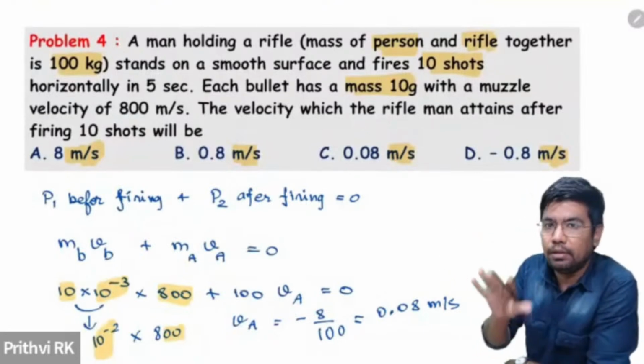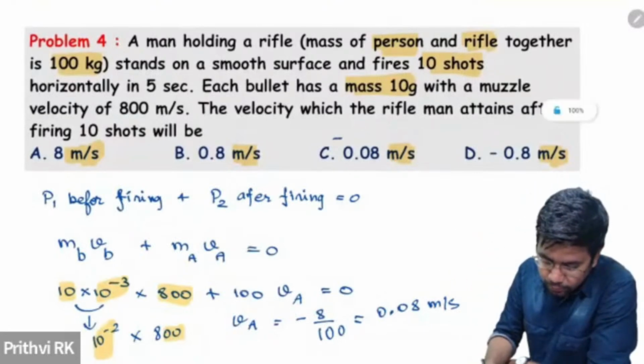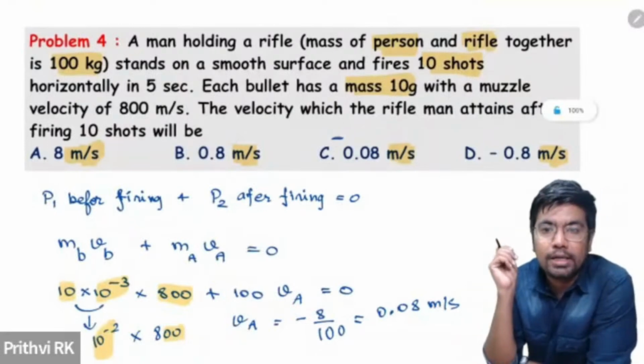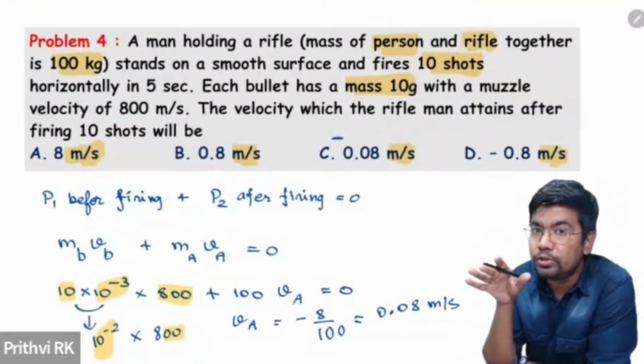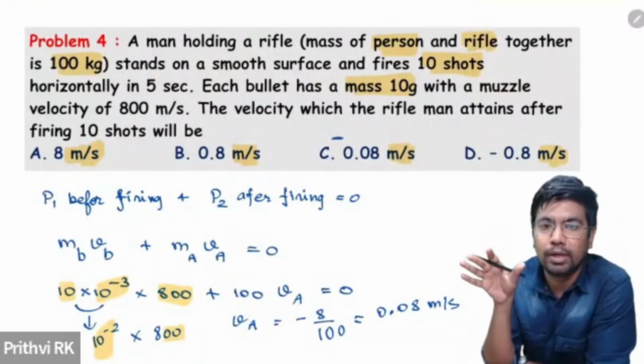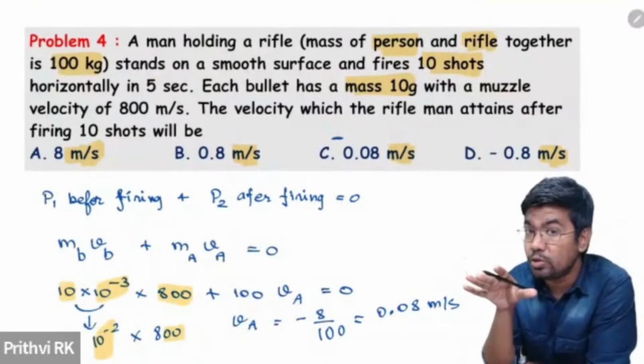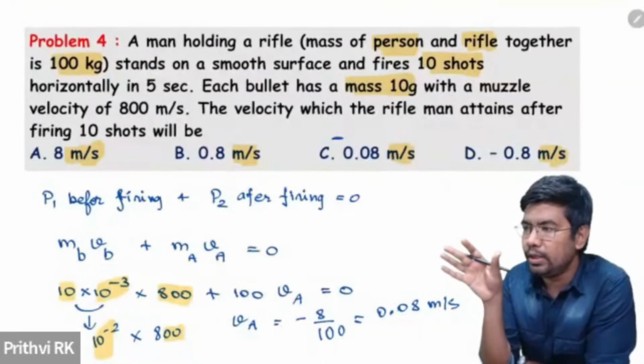But if there was an option like, if C had minus 0.08 meter per second, then what should you choose? Definitely the minus one, the one with the minus only. If it is given, choose it. If it is not given, you don't need to choose it.